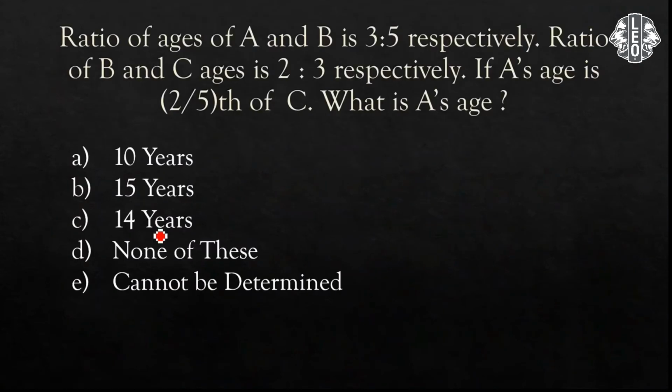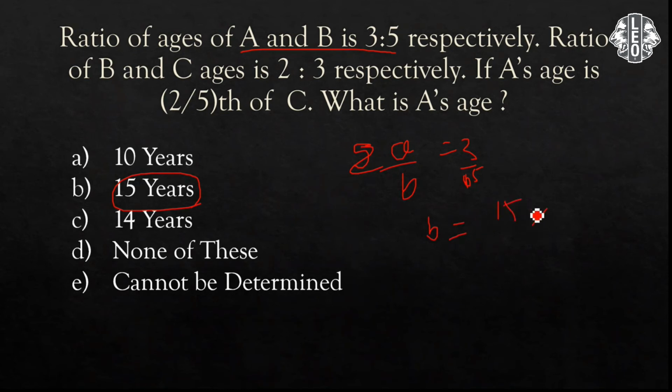So in this case, what you could do, given that the ratio of A and B is 3:5, which of the following is divisible by 5? So this is 15 years. Just try this out. If A is 15, what will be B? A by B is equal to 3 by 5. So what could B be? B will be a kind of improper fraction, right? 15 times 5 by 3.